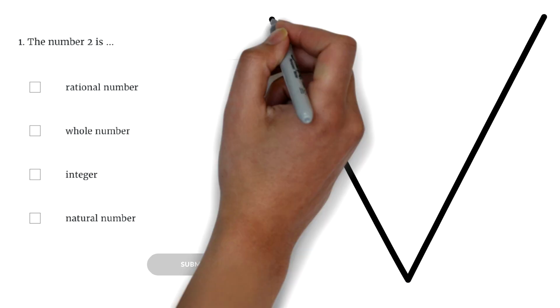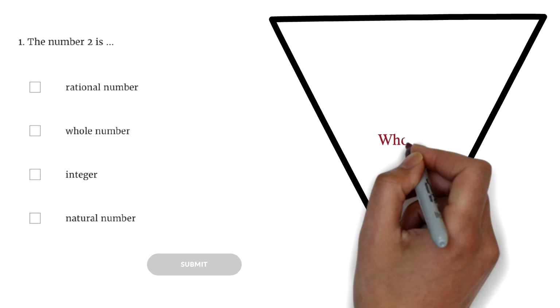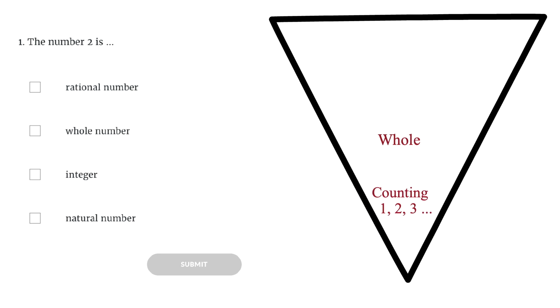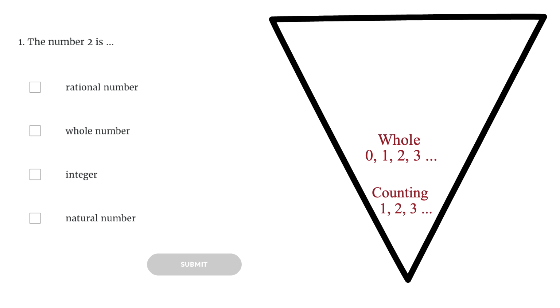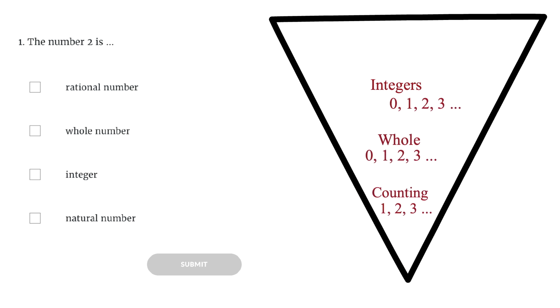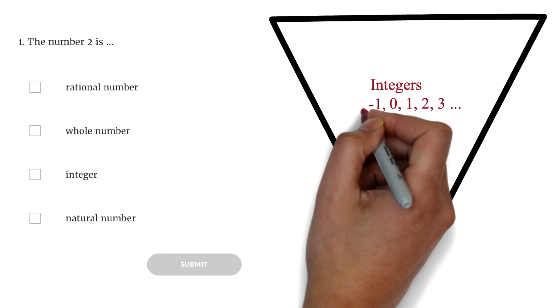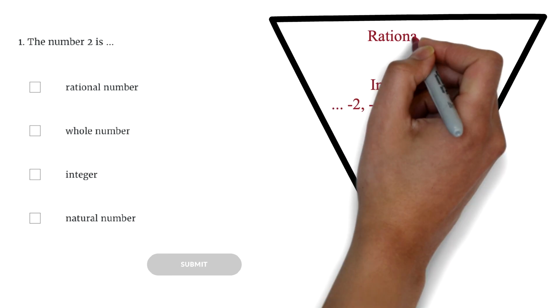To get this right, we need to know the kinds of numbers. Counting or natural numbers are the numbers we count, so we have 1, 2, 3, 4, and so on. When you add 0 to these numbers, we have whole numbers. So whole numbers are 0, 1, 2, 3, 4, and so on. When we add negatives, we have integers. We have 0, 1, 2, 3, and so on, and we can add -1, -2, -3, and so on to get our integers. When you add fractions to integers, then you have rational numbers.